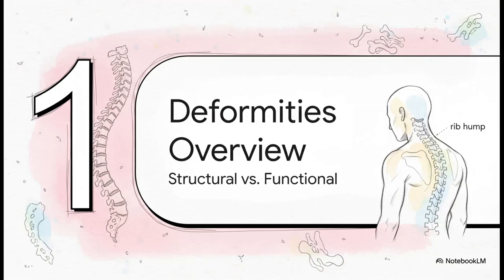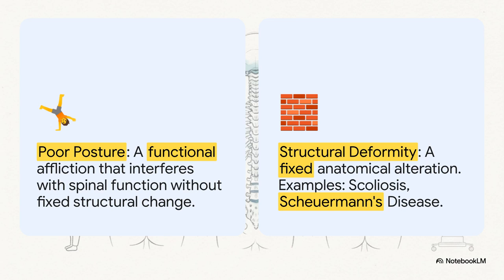All right, first things first, we have to draw a really clear line in the sand between a functional problem, like slouching or poor posture, and a true, honest-to-goodness structural deformity of the spine. They are not the same thing. So here's the fundamental difference, and it's a big one.